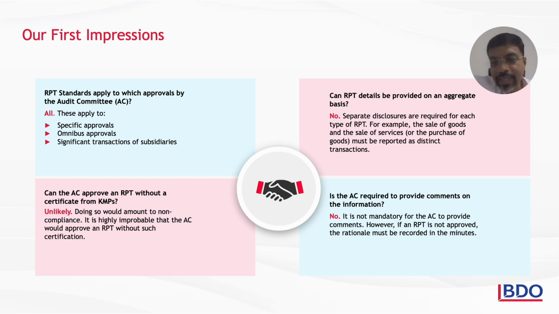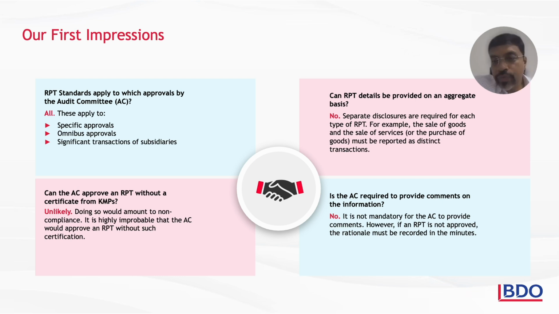So if we look at the set of information that are required to be supplied to the audit committee as well as the shareholders, when we look at the standard, certain questions come to our mind, very fundamental questions. So what we have tried to do here is to give our first impressions on these questions so that the matter can be looked into in a proper perspective. So now, for what the audit committee approval is required, it is for all sorts of RPT transactions, in the sense whether it is a specific approval, it is an omnibus approval, or it is a significant transaction of subsidiaries approval. So it is applicable for all categories here.